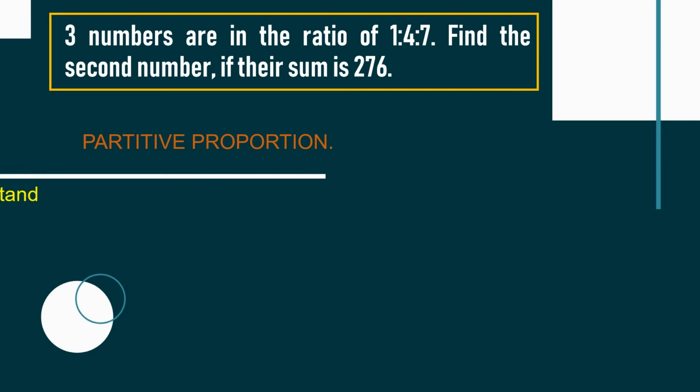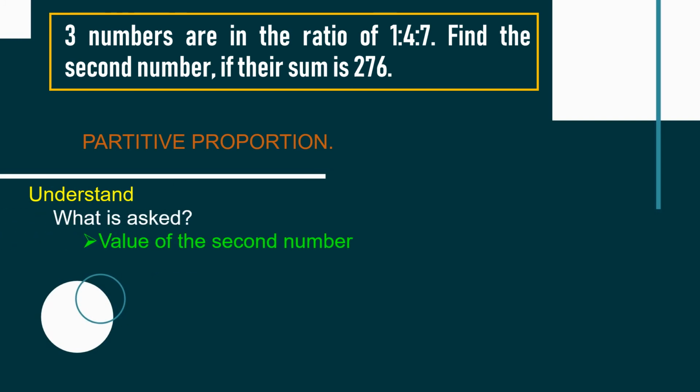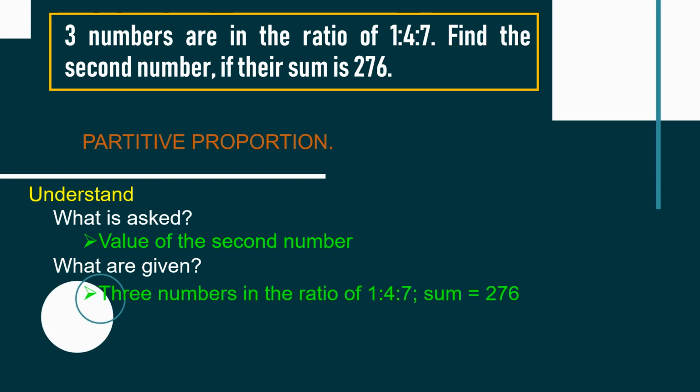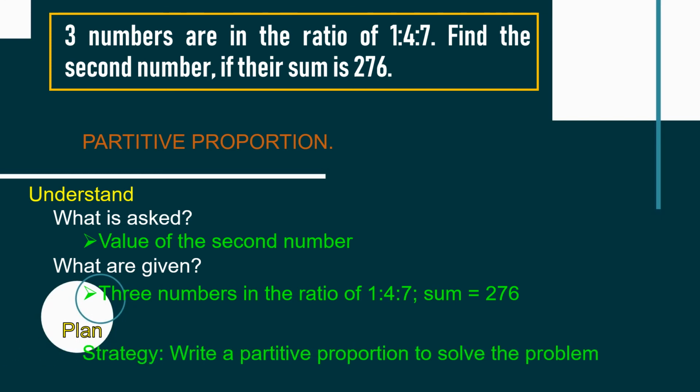Let us understand the problem. What is the problem asking us to find out? So we have there the value of the second number. What are given? Three numbers are in the ratio of 1 is to 4 is to 7. And we have there the sum, which is 276. How do we plan for the problem? We have to think of a strategy, which is to write a partitive proportion to solve the problem.